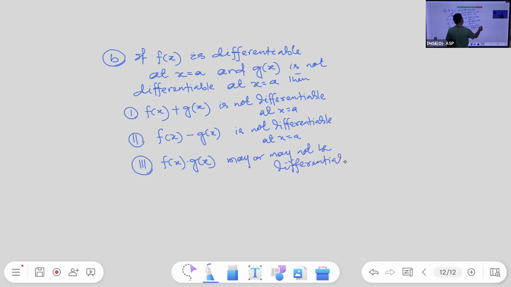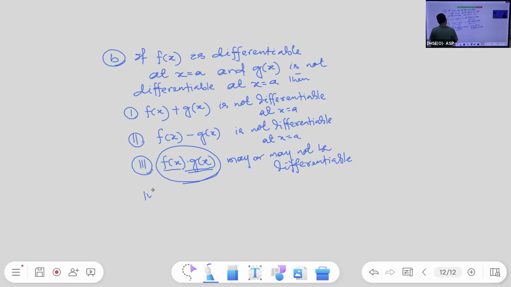We can comment on the differentiability after knowing the functions. What are the functions given? Analyzing and manipulating, then we can say whether f of x into g of x is differentiable or non-differentiable. So if f of x is differentiable and g of x is non-differentiable, in general, we can't comment on the differentiability of the function. To comment on such type of functions, we have to know what are the functions f of x and g of x, okay?